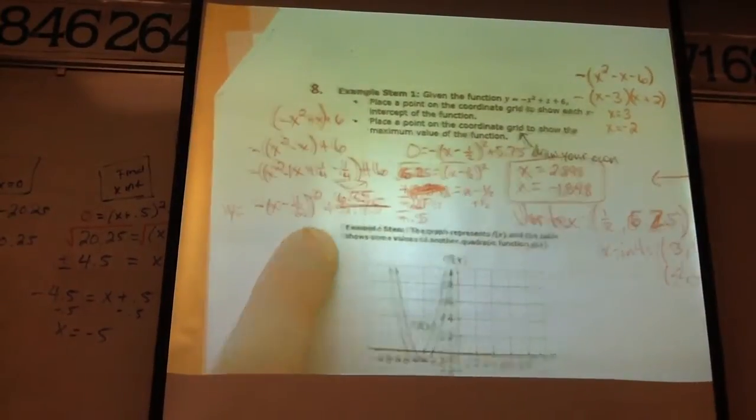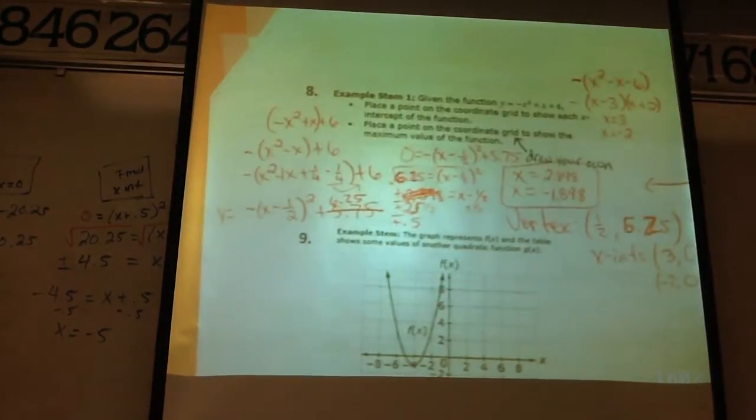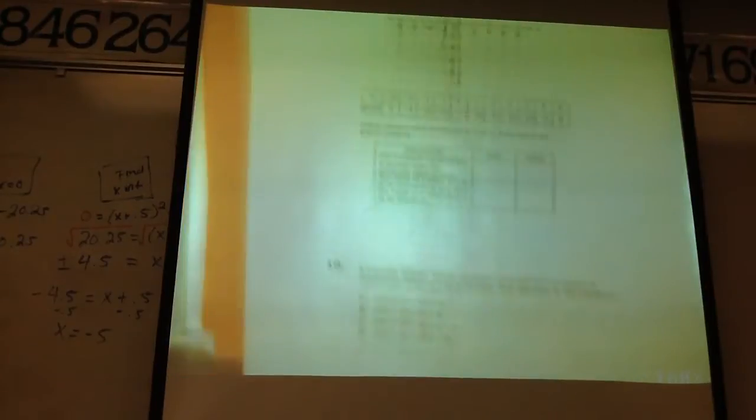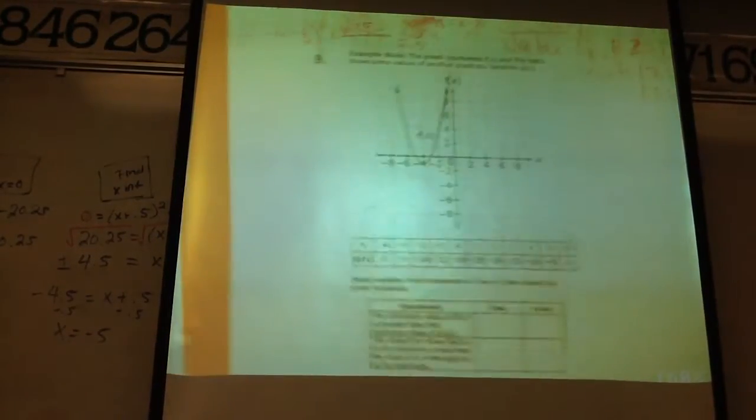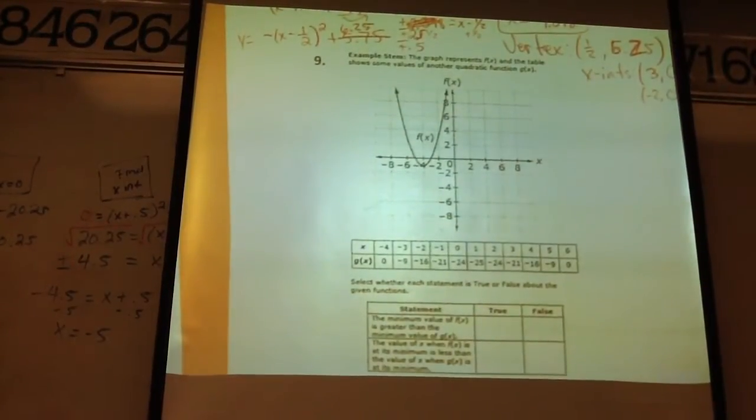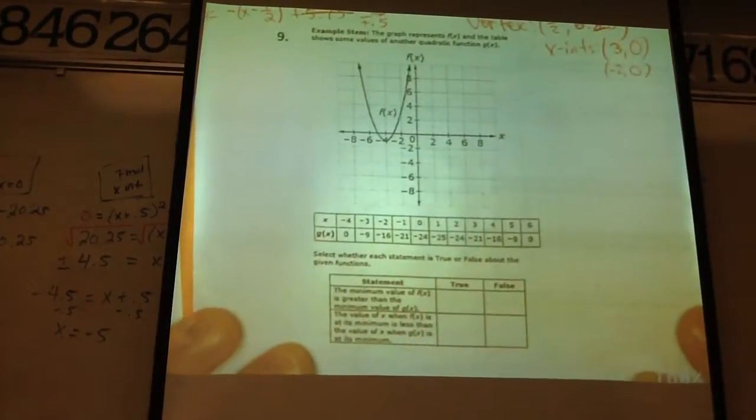Then I get that. Okay, next one. Graph. Okay, cool. I wish I could do it like that.